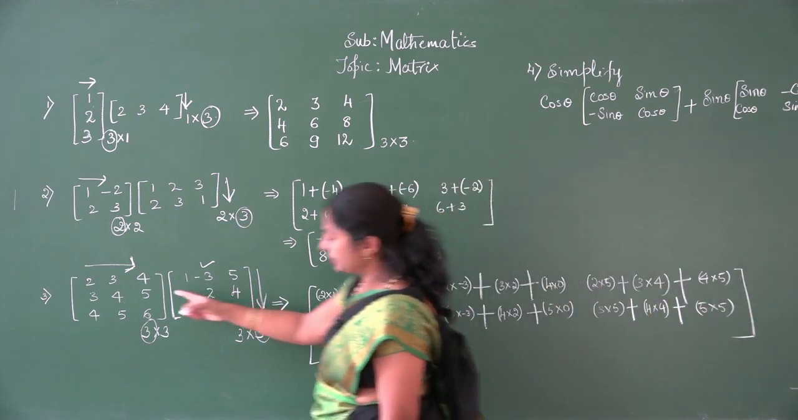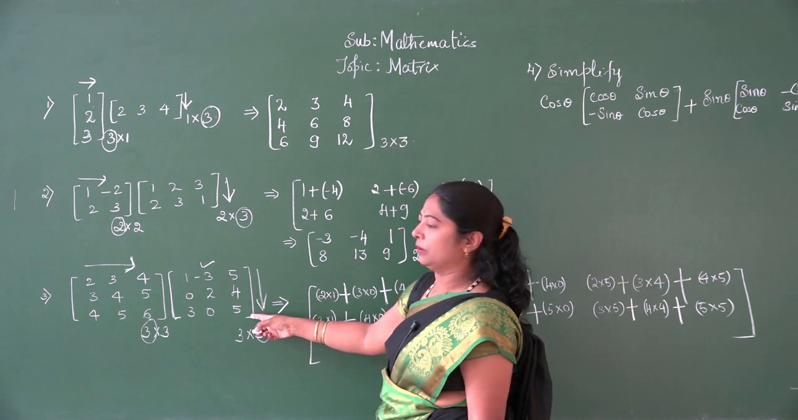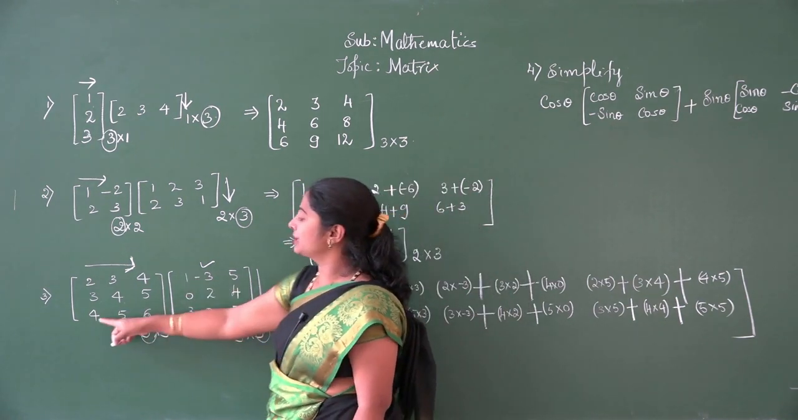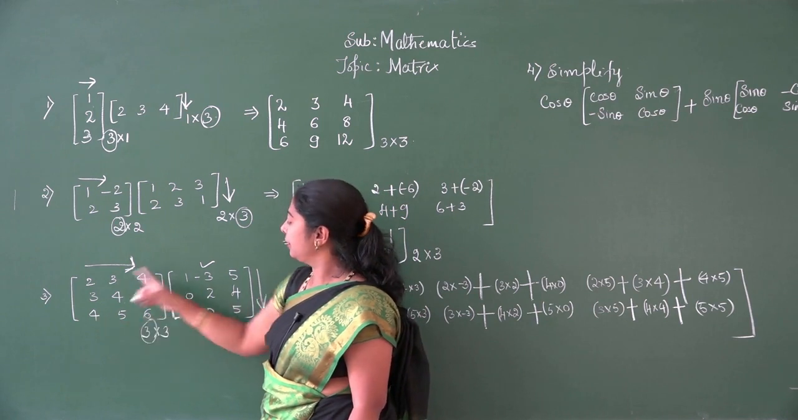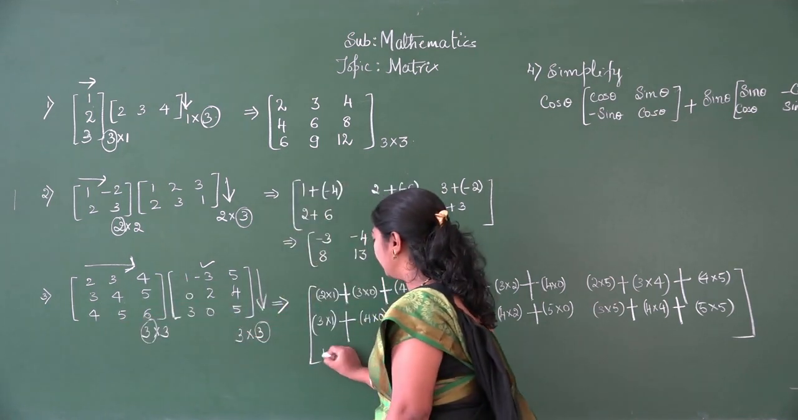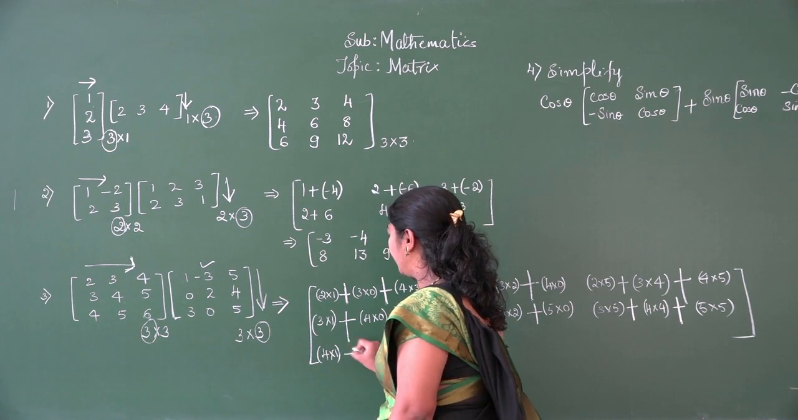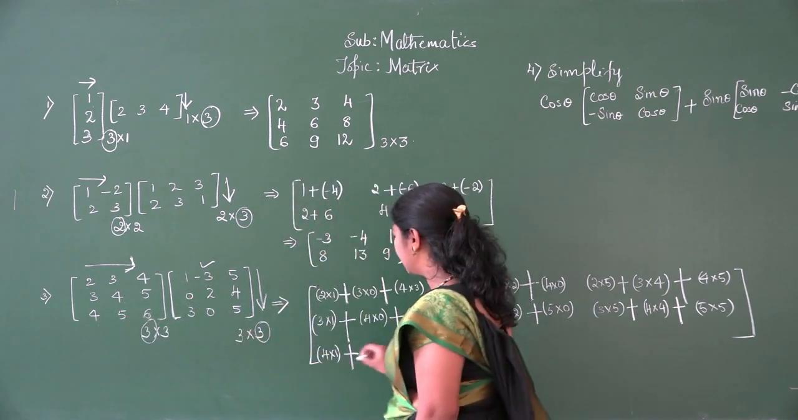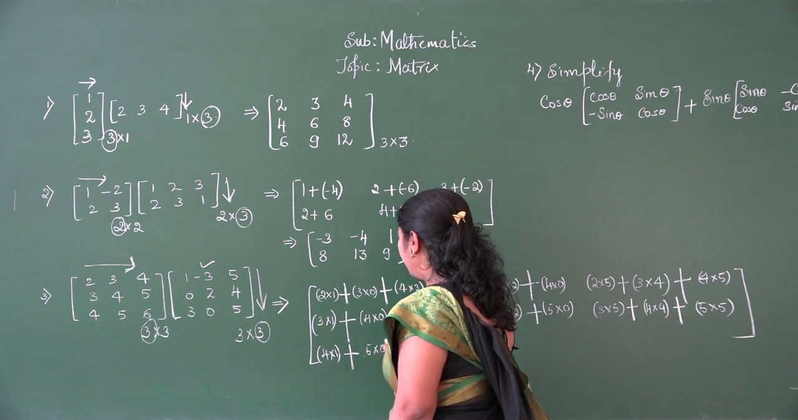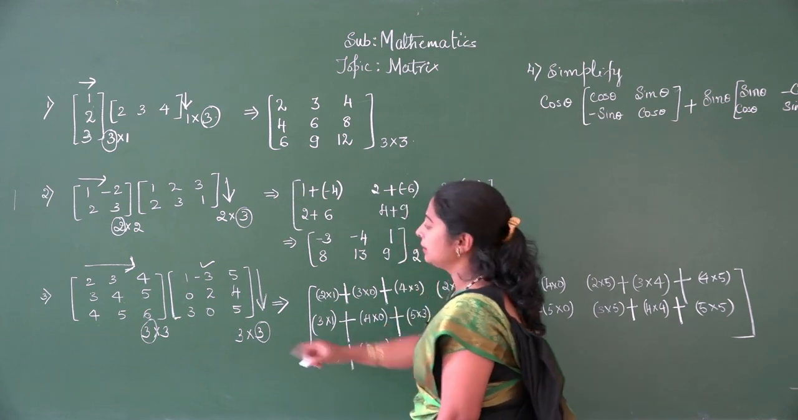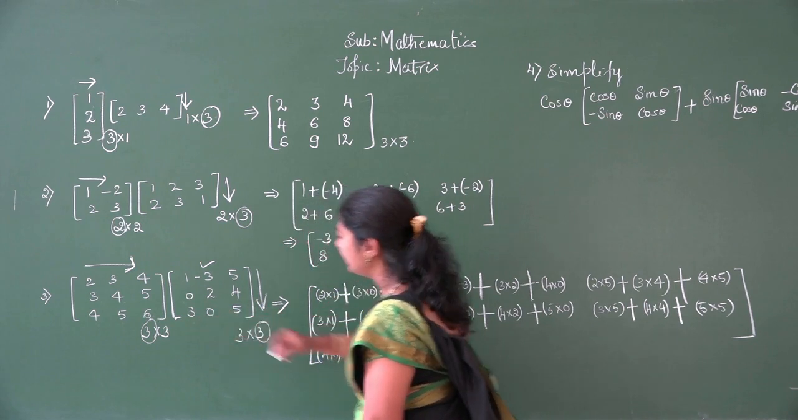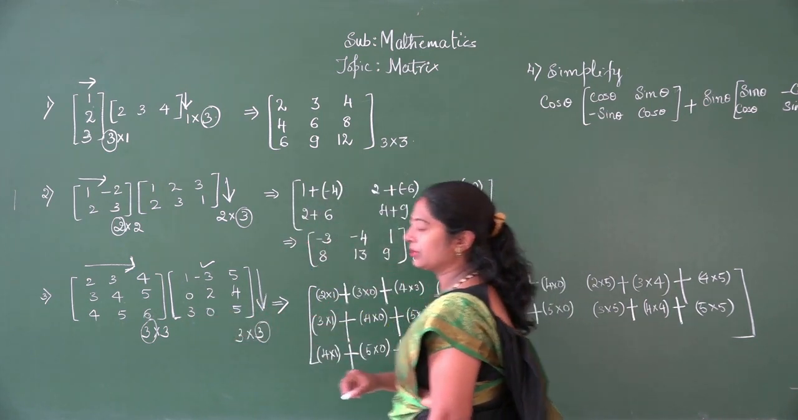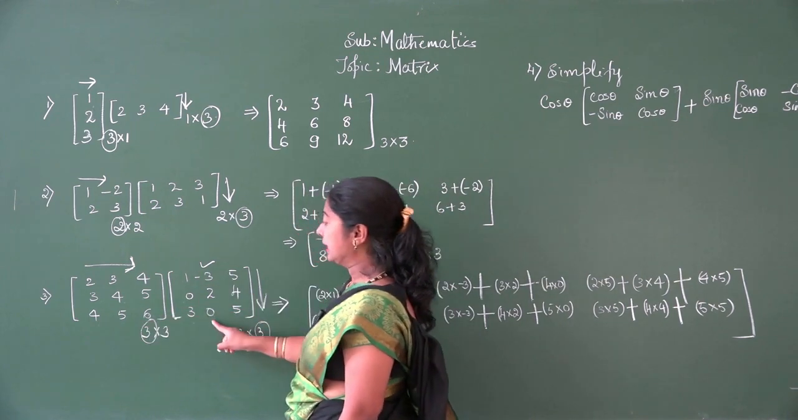We started off with the second row, finished with all the columns. Now, it is the last row with all the 3 columns. The last row, first element: 4 into 1 plus 5 into 0 plus 6 into 3.